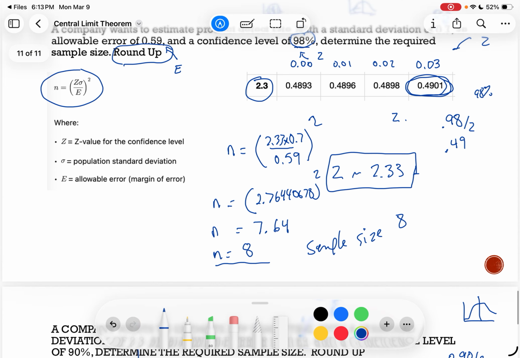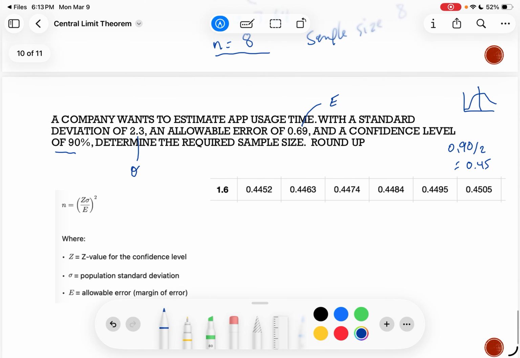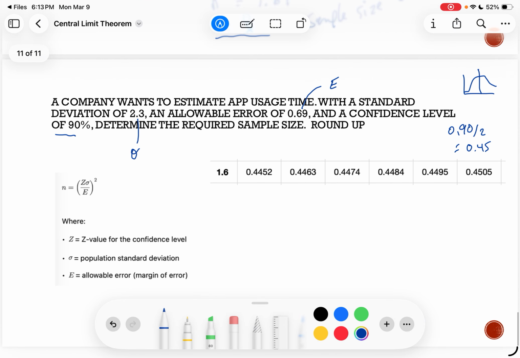Now, this one you can see in this example is different than the other one, because 0.49 is so close to that. So that's pretty obvious, we use the 0.03. But when it's 0.45, it's exactly in the middle here. It's more than 0.4495 and less than 0.4505. It's right in the middle.